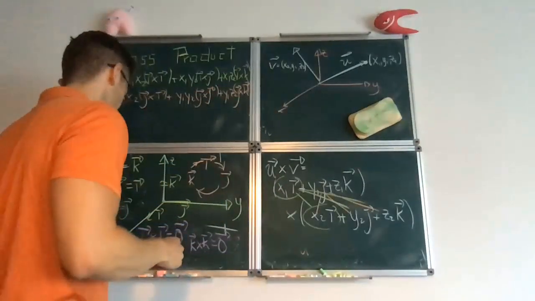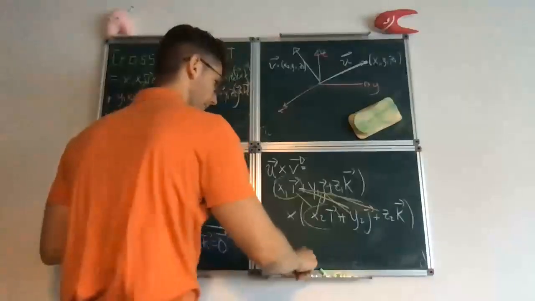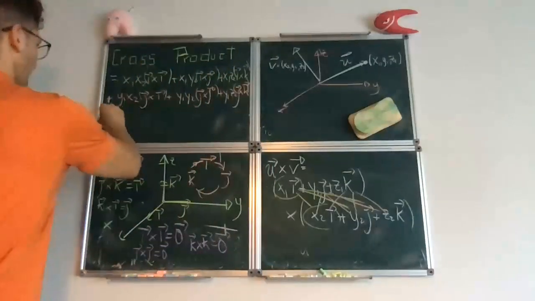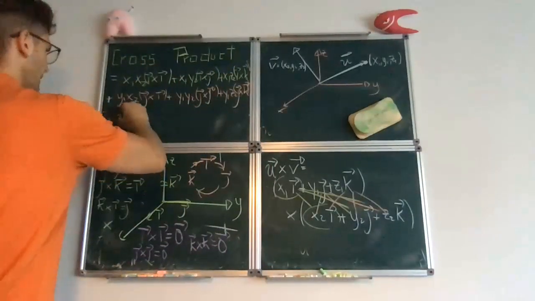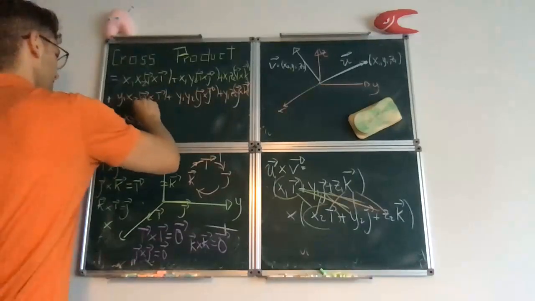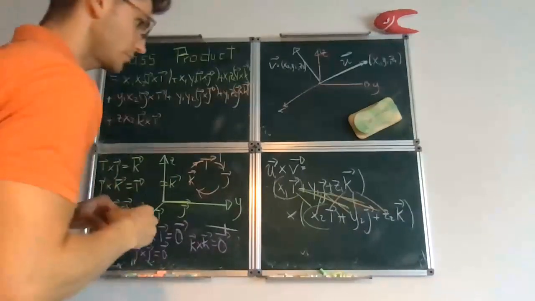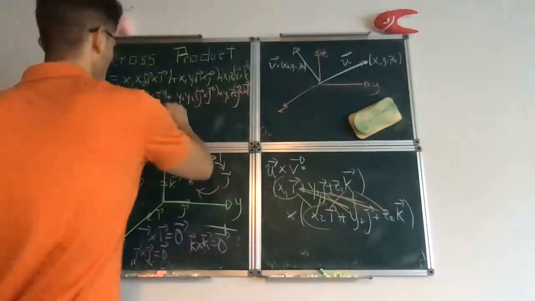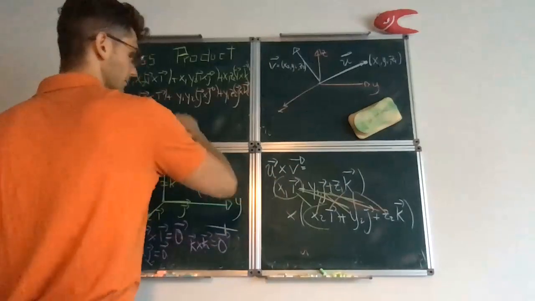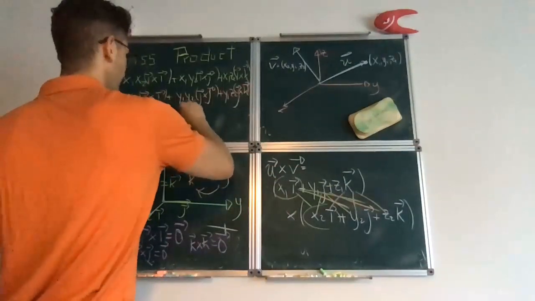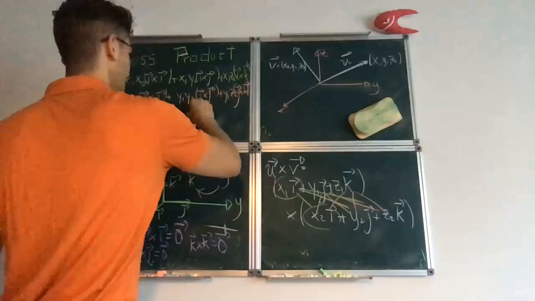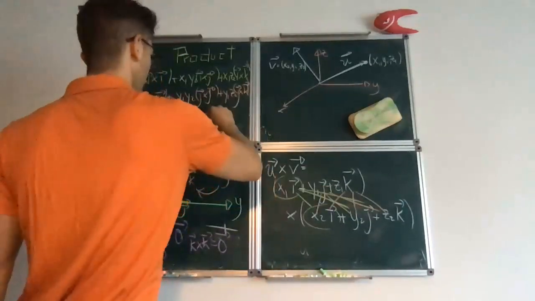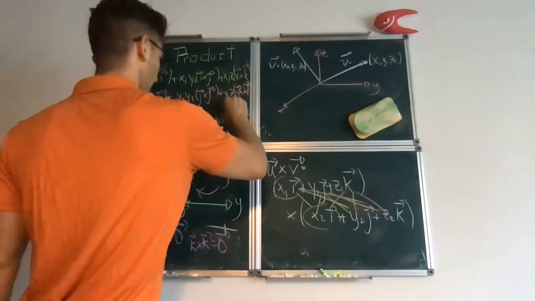Now last one. z1 x2 k cross i plus z1 y2 k cross j plus z1 z2 k cross k.